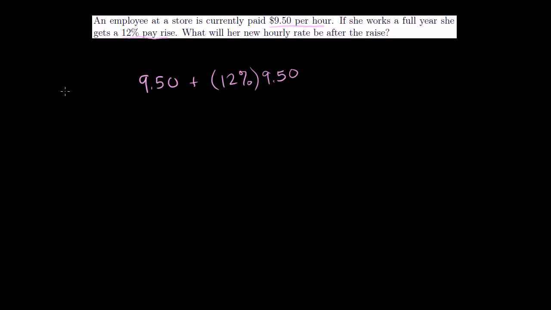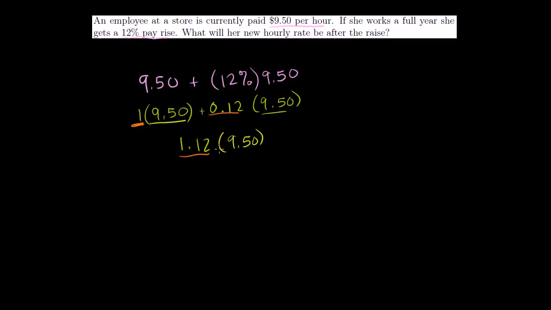Well, we could view it this way. This is the same thing as 950 plus 0.12 times 950. This is the same thing as 1 times 950 plus 0.12 times 950. So this is the same thing as 1.12 times 950. I'm just adding that and that to get that. We are growing 950 by 12%. You already have the 950 plus another 12%. It's 1.12 times 950 is going to be equal to our new number.